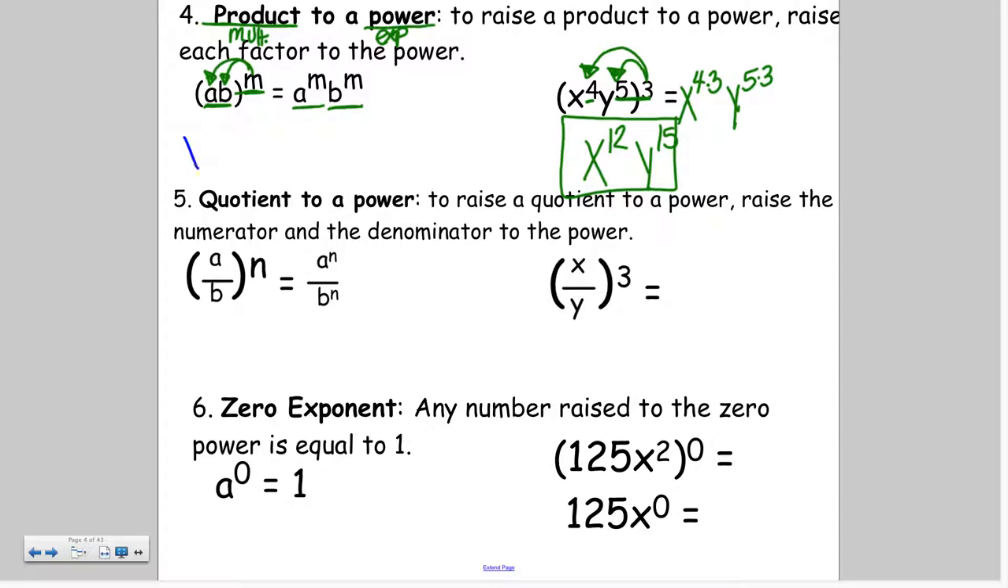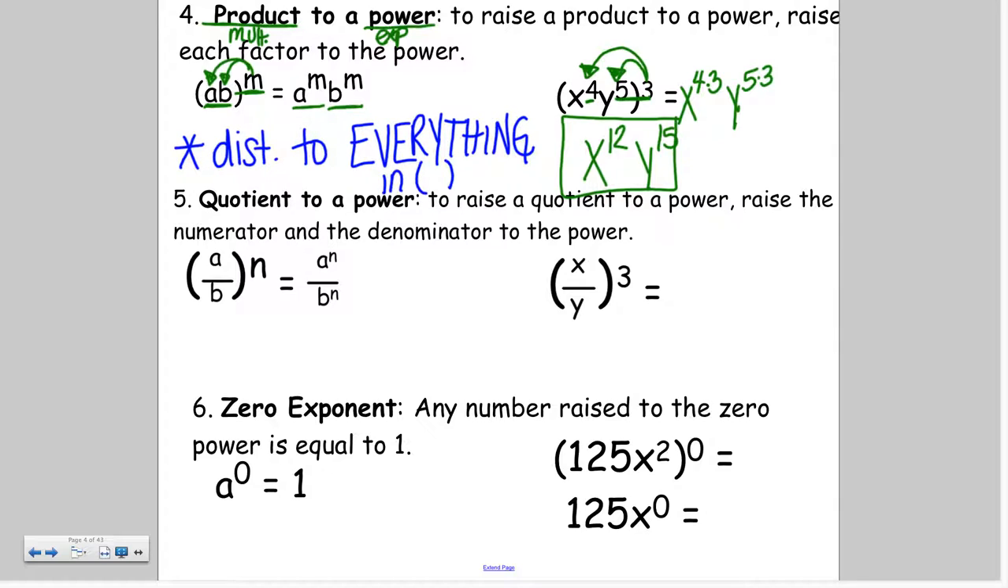Now, the key point that you need to remember here is distribute to everything. Now, I want you to know that's everything in parentheses. If there's something on the outside, you do not distribute it to what's on the outside, just everything in the parentheses, all right?